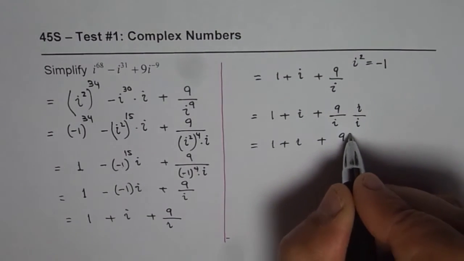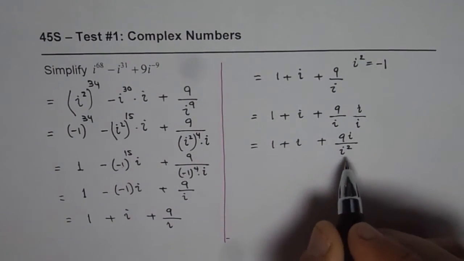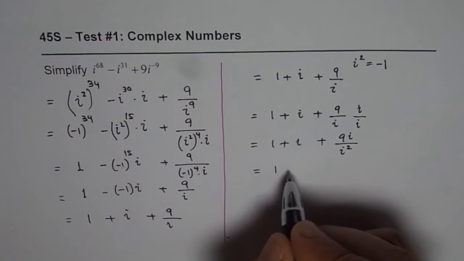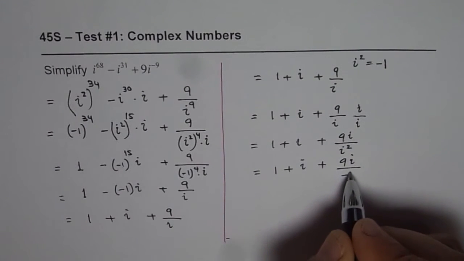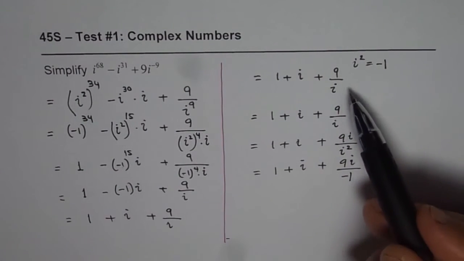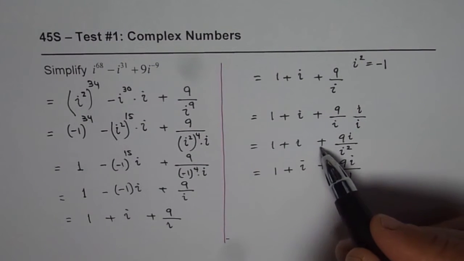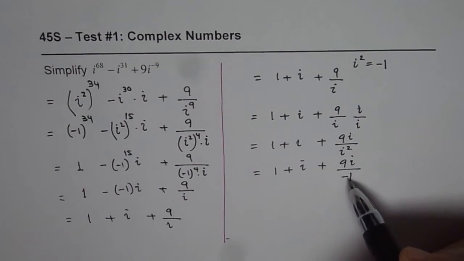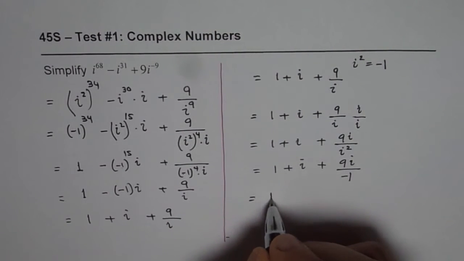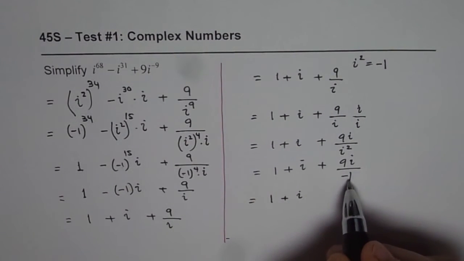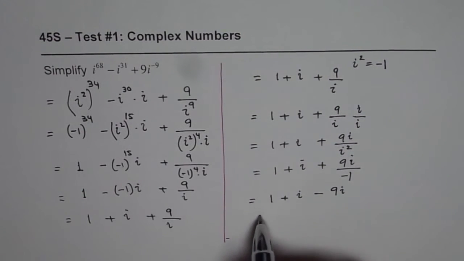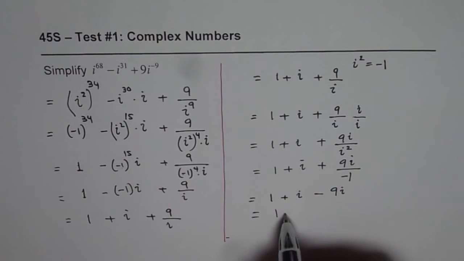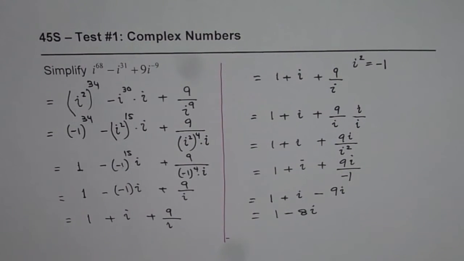Plus, so we get 9i over i squared. Now i squared is negative 1, right? So we'll get 1 plus i plus 9i over negative 1. So this changes the sign. If I would have multiplied by negative 1, I would have changed the sign otherwise and got positive here. So it gives you the same result, right? So I'm going in small steps so that you understand how we are getting to this result. So that plus and minus become minus 9i, correct? Now we can combine these terms. We get 1 minus 8i as our answer, right? So you can do like this.